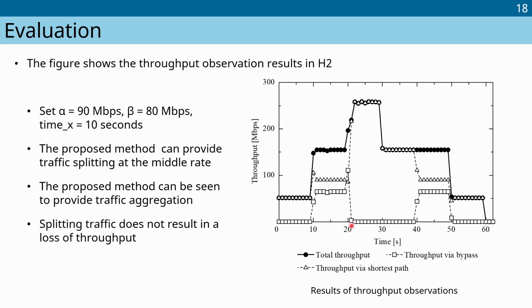At 20 seconds, H1 sent the second additional 100 megabits per second traffic flow for 10 seconds. From the figure, about 250 megabits per second throughput is observed in the shortest path, and no throughput exists in the bypass. So the proposed method provided the traffic aggregation.